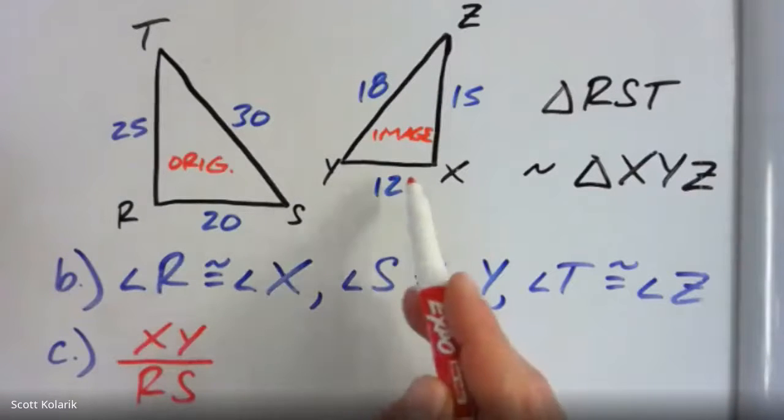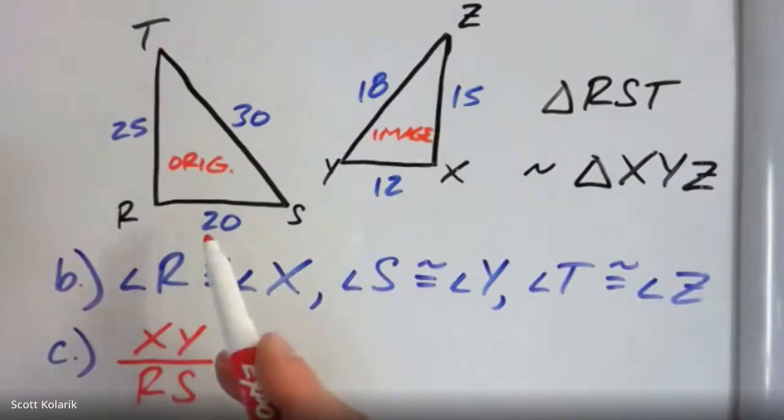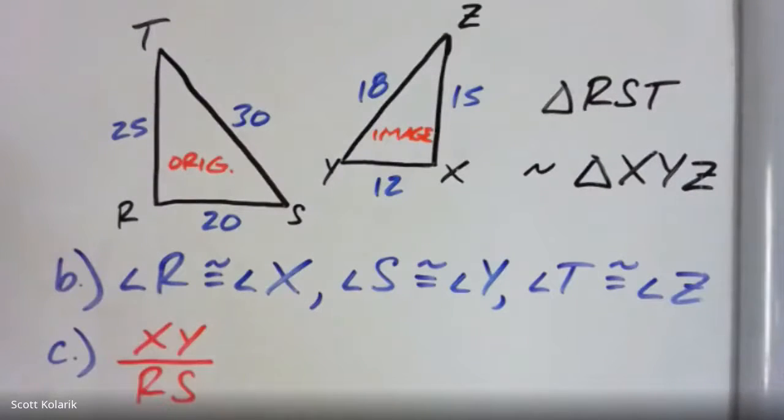If I were to take that value, that 12, and then divide by the 20, that would give me my actual scale factor. For the statement of proportionality, that scale factor is going to match each of the ratios of the other two sides. So let me just make my way around.